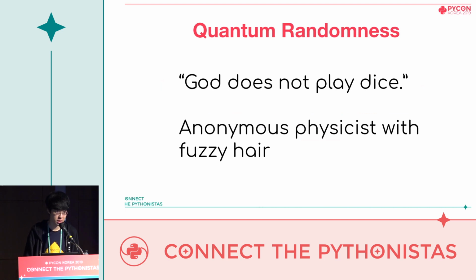God does not play dice, said Einstein, the physicist with some fuzzy hair. That was his answer to quantum physics. However, the quantum computer has been released to the programming field. Perhaps we will dare to say we have the dice now. Theoretically, a quantum computer can guarantee us a perfect random number generator.